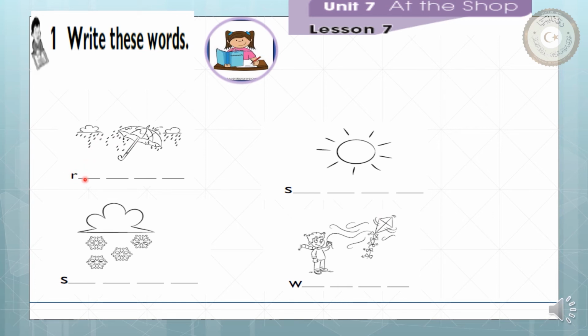How many missing letters do we have here? 1, 2, 3, 4. So the word consists of 5 letters. Already we have the first one. Try to complete the first word. Now check up with me the second. Look at this picture. What is this? And what are these?